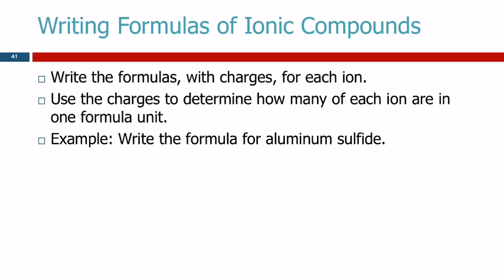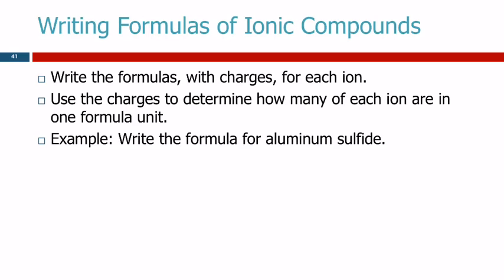I'm going to skip that one. Writing formulas of ionic compounds. This is going the other way. Given a name, write the formula. The first thing is to write the formulas for each of the individual ions. There's going to be how many? 2. 1 cation, 1 positive, and 1 negative. Write the formulas with the charges for each of the ions, and then figure out how many of each you need. We did this part earlier. I gave you the ions and said, how would you put them together?